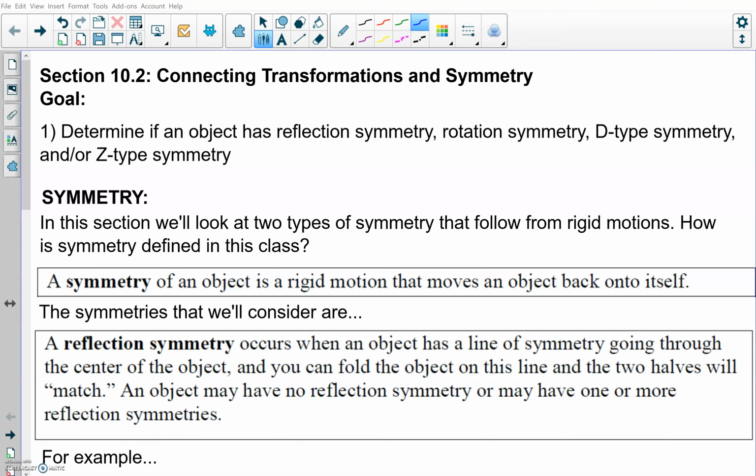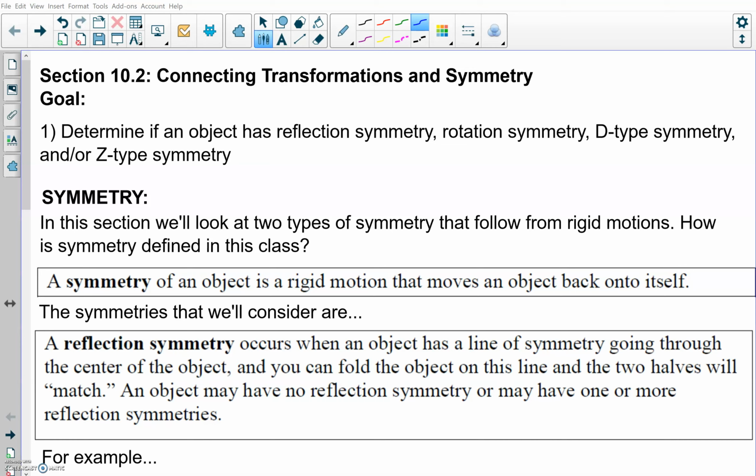Section 10.2, Connecting Transformations and Symmetry. The goal here is to determine if an object has reflection symmetry, rotation symmetry, D-type symmetry, and/or Z-type. Sounds like a lot, but really what we're going to be focusing on mostly is reflection symmetry and rotation symmetry.